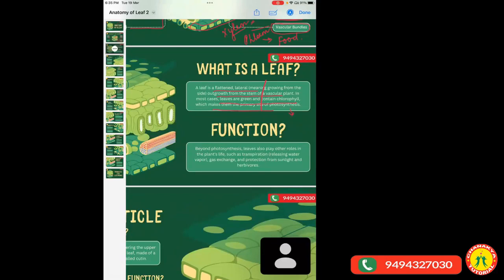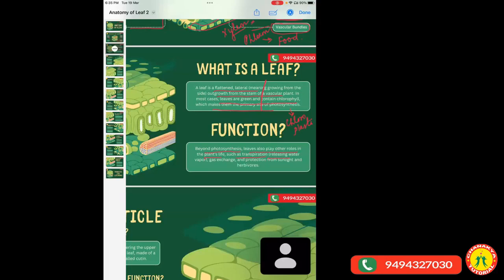Now, if I talk about the leaf, what is the site of photosynthesis? Which place will the photosynthesis be occurring? Chloroplast. Yes, chloroplast. Fine. So leaves are the major site of it, and in the leaf it will be occurring in the chloroplast. Now coming to the function, beyond photosynthesis, leaves also play other roles in the plant's life, such as transpiration. So apart from photosynthesis, they also do the process called transpiration.